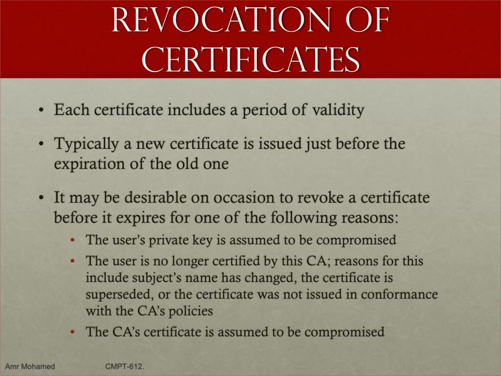Okay. Another scenario, as I said, is that someone, for example, moved from one organization to another, or someone is compromised somehow. We know that there is a person or a certificate authority that has been compromised. Okay? This is the example. So the user's private key is assumed to be compromised, or a certificate authority is compromised, or the user is no longer certified by this certificate authority. The reasons for this include the subject name has changed, or the certificate is superseded, or the certificate was not issued in conformance with the policy.